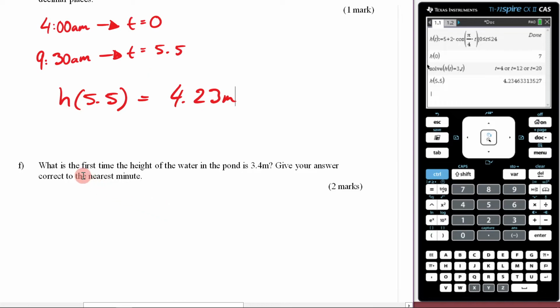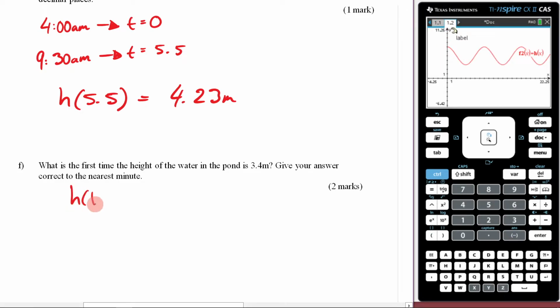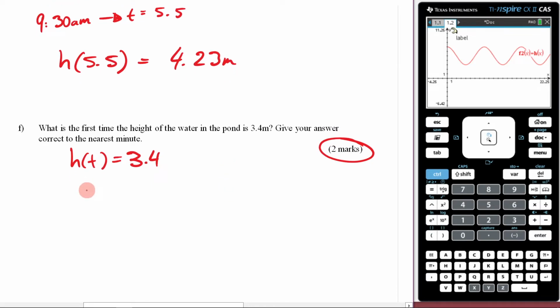Okay, next. What is the first time the height of the water in the pond is 3.4 meters? Give your answers to the nearest minute. If we can just visualize for a second, it wants to find the first time it hits 3.4. So what we want to do here is go h of t is equal to 3.4. Also, see how this is worth 2 marks? You have to give us some working. Okay, so h of t is equal to 3.4. What is t going to be equal to?